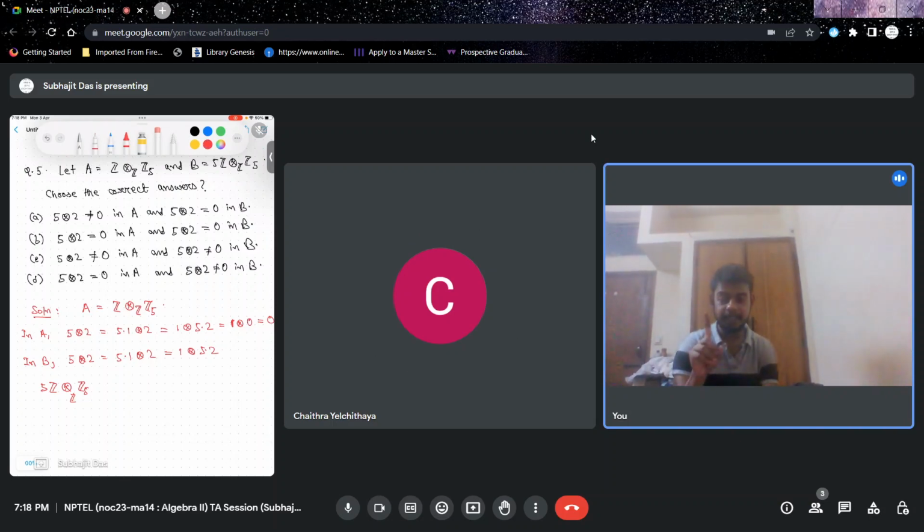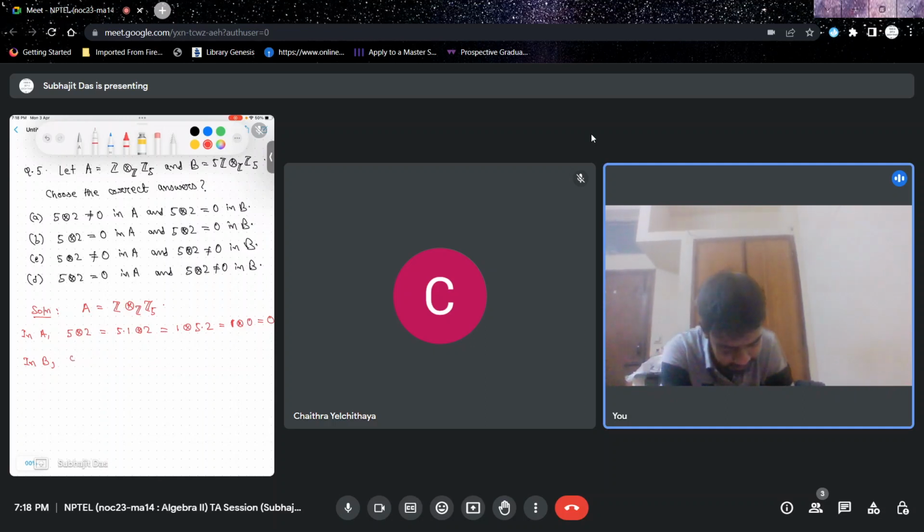But that doesn't mean that it can't be 0. This is something that you have to check. So I'll leave this for homework, maybe. Check that 5 tensored with 2 is not equal to 0 in B. You can't take 5 on the other side, but that doesn't mean that it won't be 0. There is a specific reason why it can't be 0.